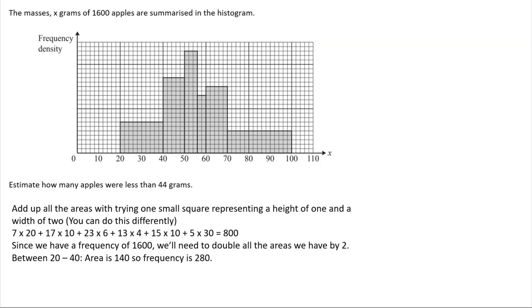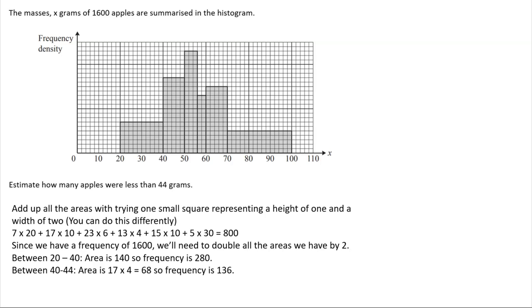So between 20 and 40, the area is 140, so the frequency is 280. If you've done it by counting the squares, you would have counted 70 squares. Each square is worth 4. 70 times 4 is 280. So either way, you should get the same frequency, regardless if you have a different area.